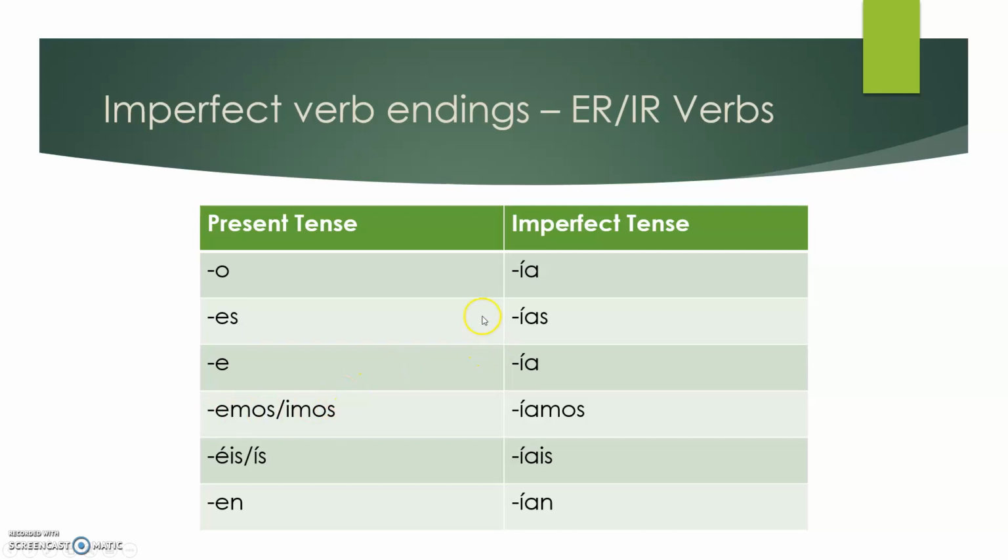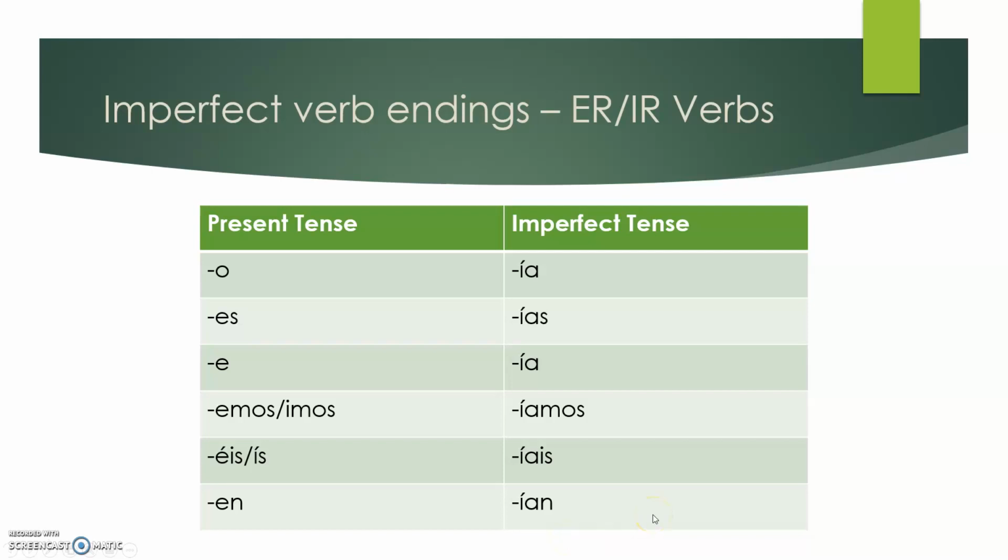Okay, so we have yo, that goes with ía. Tú goes with ías. Él, ella, and usted go with ía. Nosotros goes with íamos. Vosotros goes with íais. And ellos, ellas, and ustedes all go with ían. The accent mark, again, is important. It's in every single one of the endings, and it tells you how to pronounce the word.